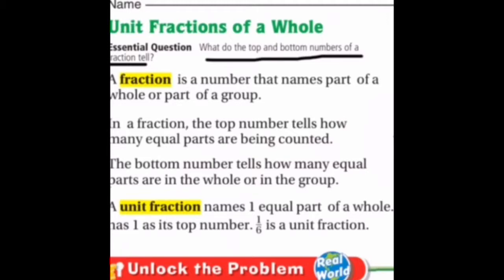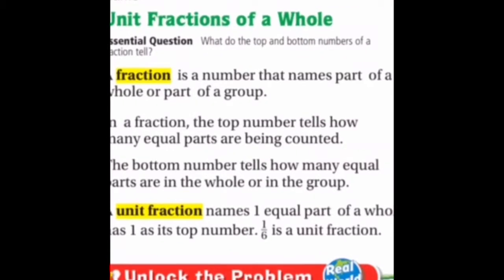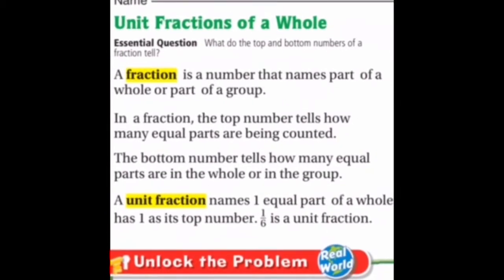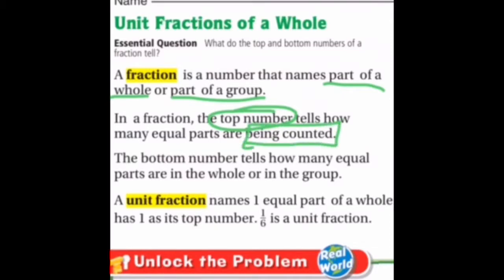The top number of a fraction and the bottom number of a fraction. Okay, it says a fraction is a number that names part of a whole or part of a group. In a fraction, the top number tells how many equal parts are being counted. The bottom number tells how many equal parts are in the whole or in the group. And I'll describe that a little bit more as we move through, okay?